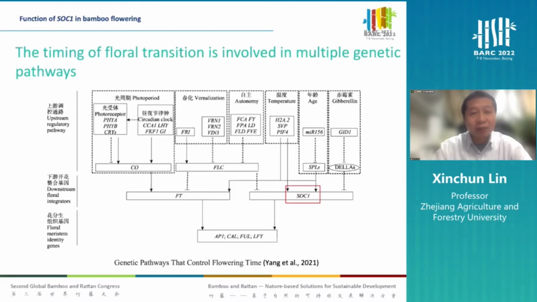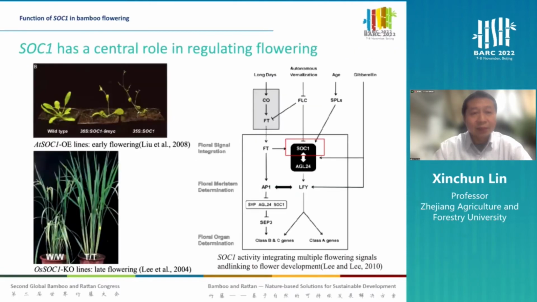Previous research shows that the timing of floral transition is involved in multiple genetic pathways, including photoperiod, vernalization, autonomy, temperature, age, and the GA pathways. And SOC1 always has a central role in regulating flowering.